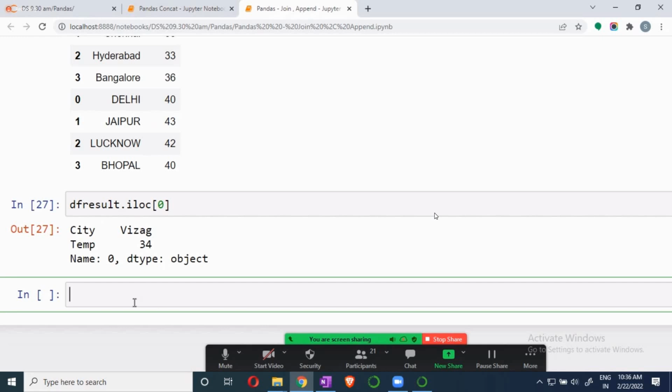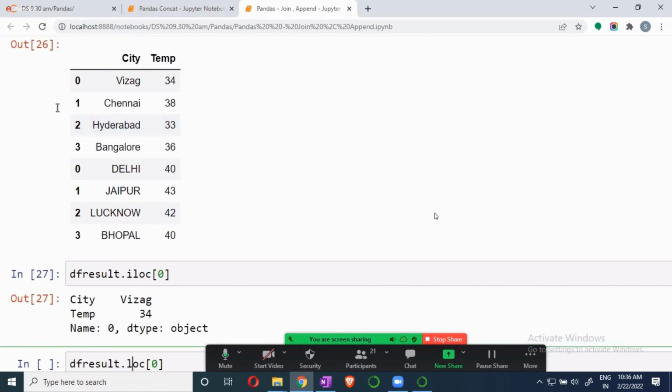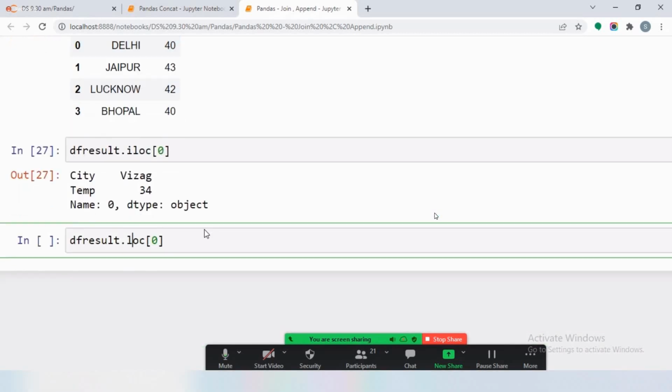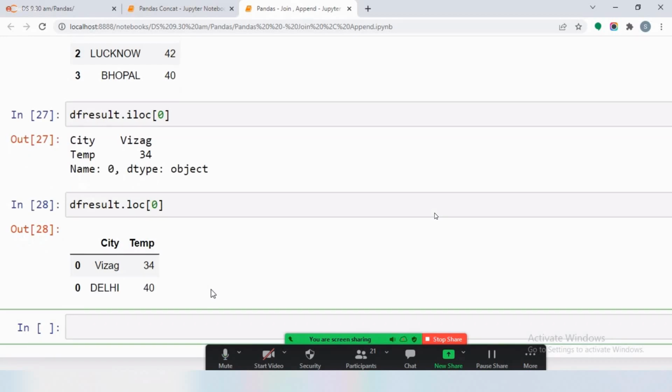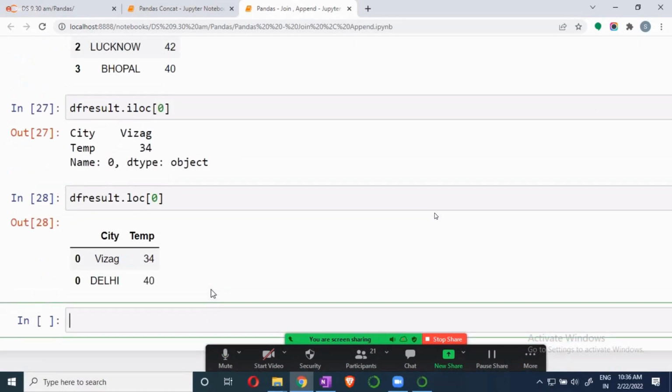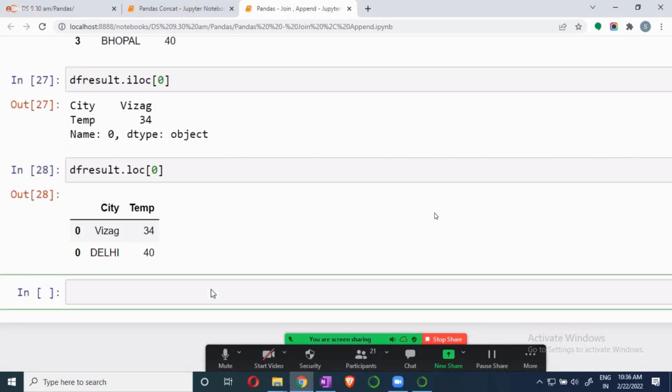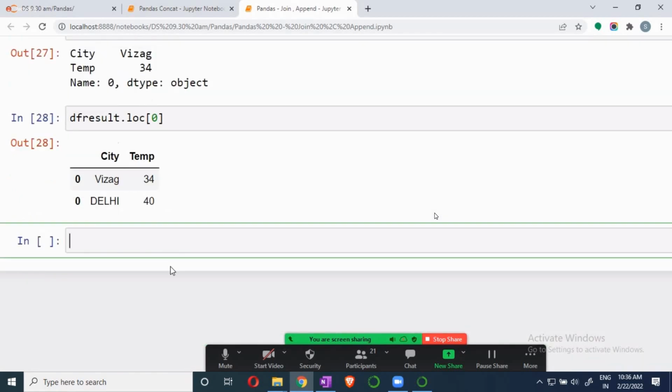Index. Now if I use df_result.loc of 0, loc will always take the index labels. How many index labels are there? 0, 2 are there. Then we are going to get the 2 over here. Got it, guys? So now the same thing I can do with the append. Now for the append, no need of any pd. You can directly call the append with the help of the data frame.